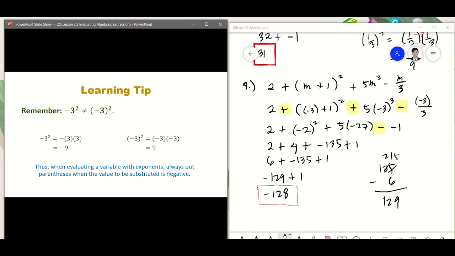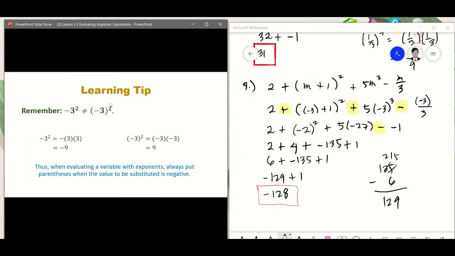Okay, this would be my last learning tip. Remember that negative 3 squared is not the same as the square of negative 3. So what makes them different? When there is no parenthesis, the base of the exponent 2 here is just the 3. So 3 times 3, then here, you just copy the negative. 3 times 3 is 9. So the final answer is negative 9.